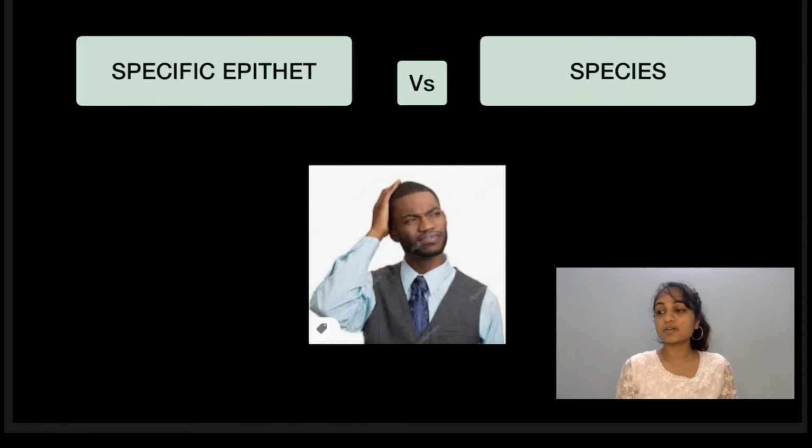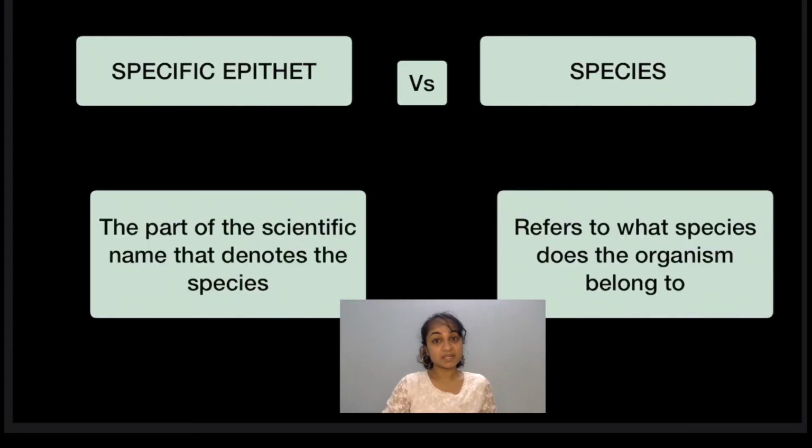And I just want to add a clarification. If you are confused about the difference between the specific epithet and the species, basically, the specific epithet is the part of the scientific name that denotes the species. And species is exactly that. It is referring to what species the organism belongs to.